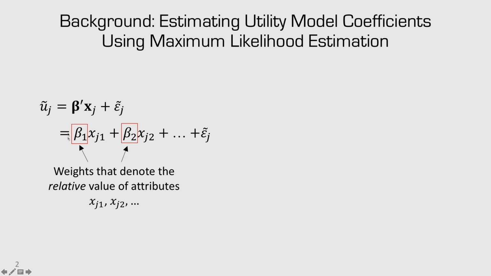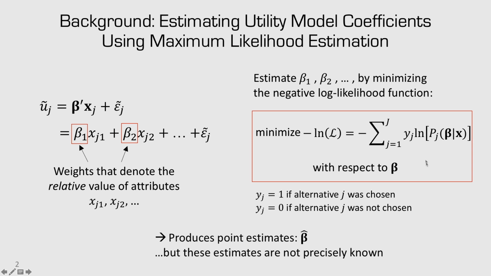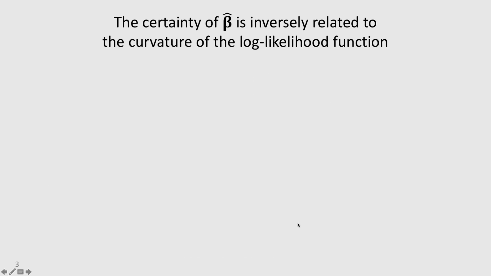And we want to understand what these beta coefficients are. So we estimate this using maximum likelihood estimation, which we rewrote here in negative log form as minimizing the negative log likelihood. And this whole process results in point estimates of our beta vector. So we get an estimate, that's what this little hat means, an estimate of the vector of beta parameters. But these are not precisely known. So in this lecture, we're going to start figuring out how we can estimate the error around these point estimates.